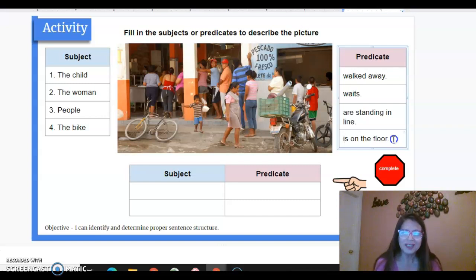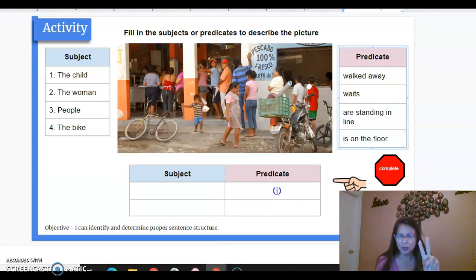All right, I think you're ready to try some on your own. So what you're going to do is you're going to write your own subject here, the who. Who do you want to talk about? And put it right here. Then I want you to tell me, what are they doing? And put it right here under the predicate.